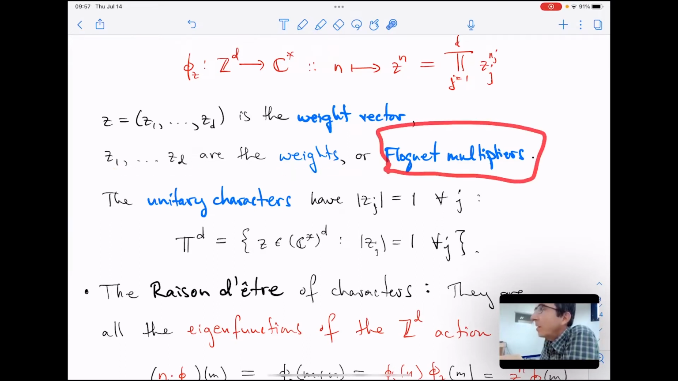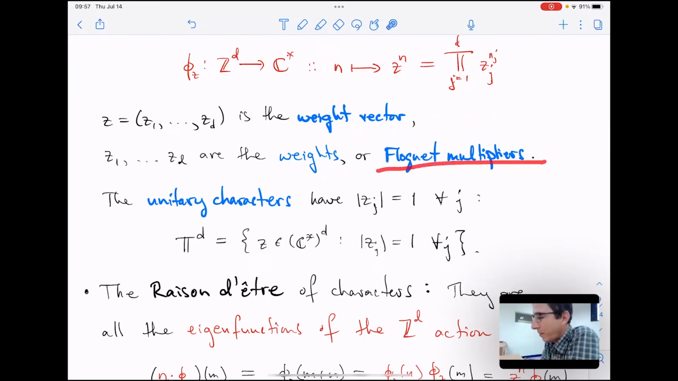Why do I suddenly bring in the word Floquet multiplier? I'm going to show you in a second. Floquet multipliers are supposed to be eigenvalues of a shift. So why are these weights actually eigenvalues of a shift? It's because it's a homomorphism. I'm going to show you that.